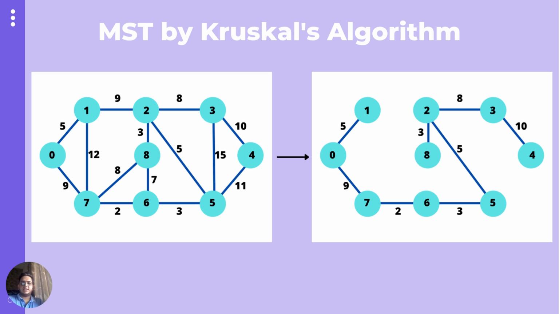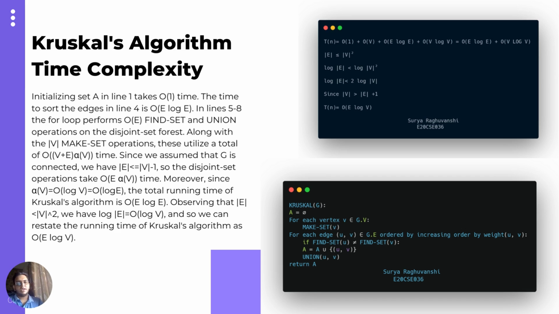Now let us try to understand the time complexity of Kruskal's algorithm. As you can see in the second figure, initializing the set A in line 1 takes O(1) time. The time to sort the edges in line 4 is O(E log E). In lines 5 to 8, the for loop performs O(E) find-set and union operations on the disjoint-set forest. Along with the |V| make-set operations, these take a total of O((V + E) α(V)) time.